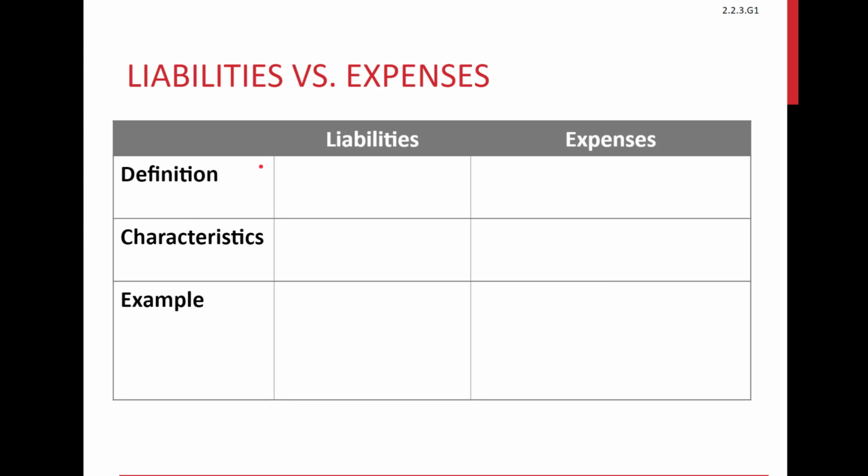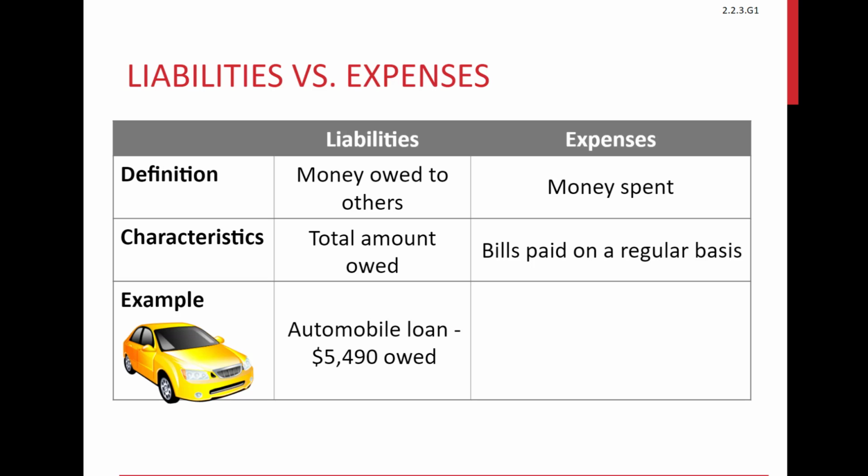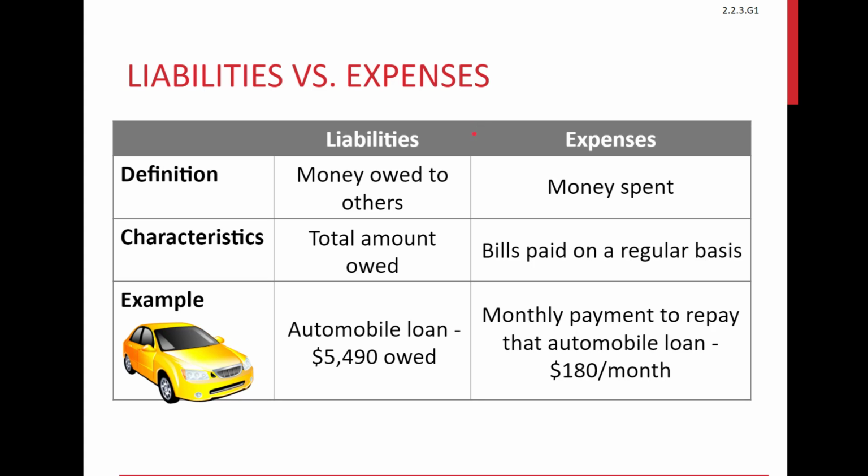So, liabilities versus expenses. A liability is money owed to others. An expense is just money that's spent. The characteristic of a liability is that it's a total amount owed, and an expense is bills that are paid on a regular basis. For example, your car loan, the $5,490 that's owed, that is a liability. Your monthly payment to repay the car loan of $180 a month, that is an expense.